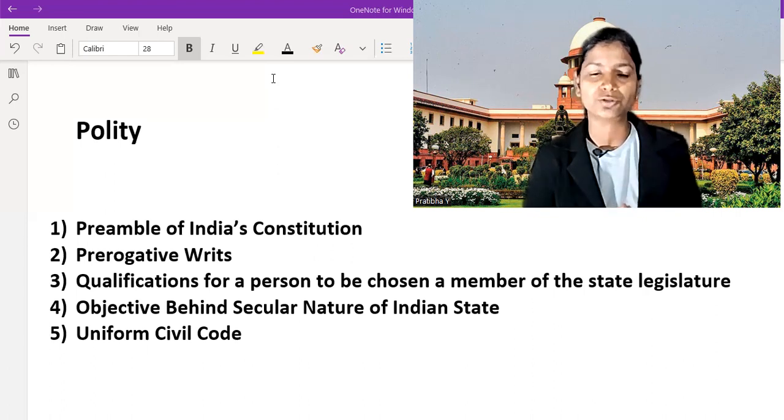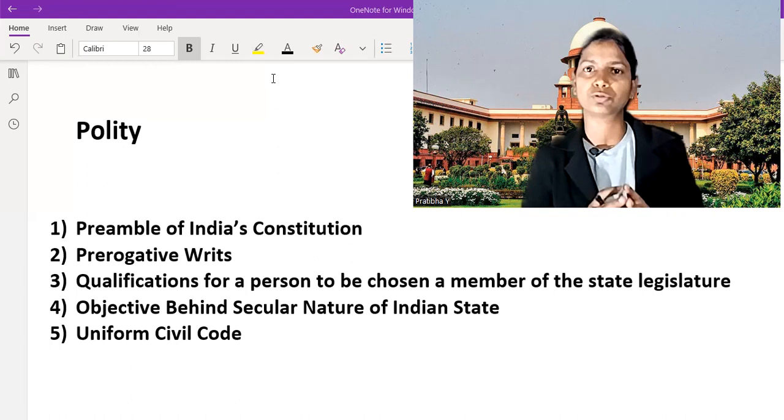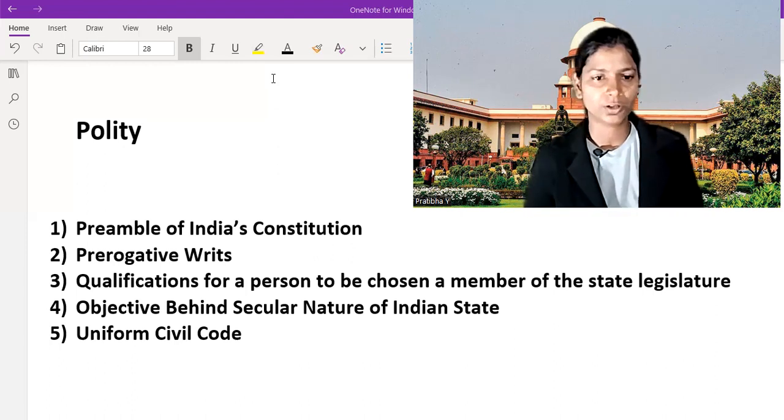And the last one is the Uniform Civil Code. In Article 44, in the DPSP, Directive Principles of State Policy, mention of the Uniform Civil Code or UCC is there. So we have to talk very briefly about it. And in the last, we are going to solve 5 questions on these topics. Okay. So the first one is the Preamble of the Indian Constitution.